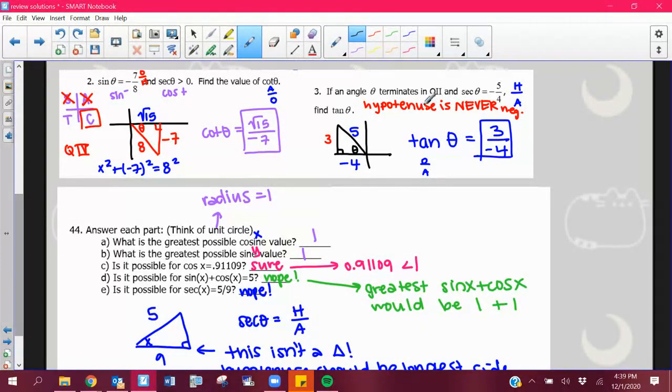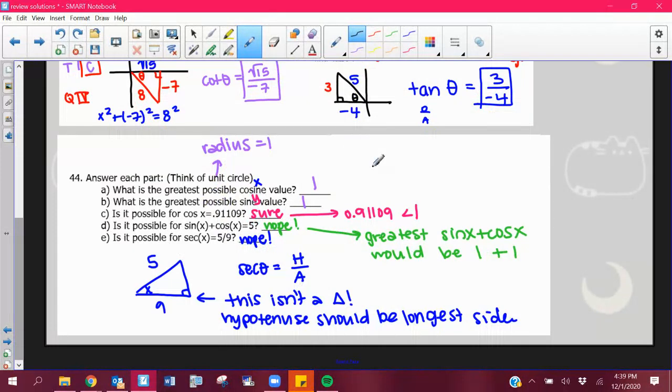Okay, same deal here. It's just this one, they already told you what quadrant you terminated in. And again, your hypotenuse is never negative. So if you ever have a negative in one of these expressions, it's just going to automatically go with that leg. So for this case, the adjacent leg ended up being negative. Your hypotenuse is always a positive value.